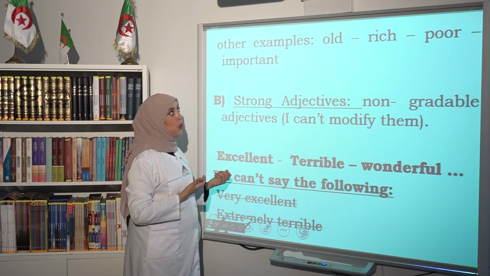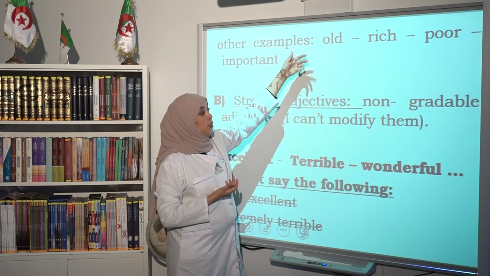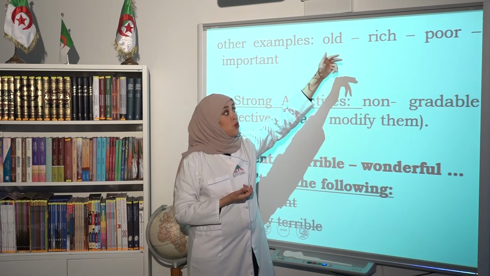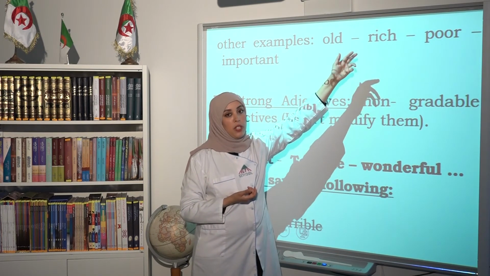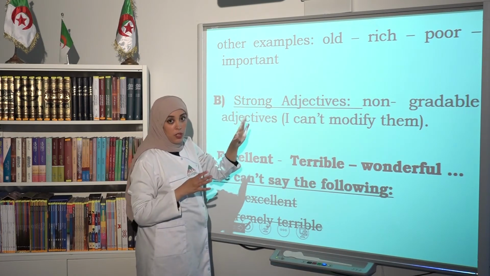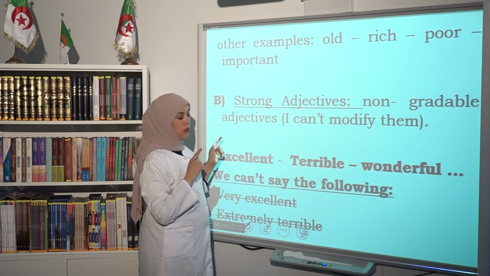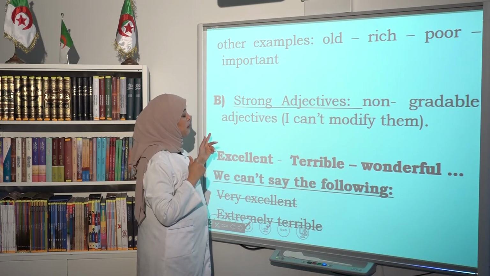You can say very old, base adjective, very old, very rich, extremely rich, very poor, extremely important. Okay, it's important. This matter is extremely important. You have to be careful. So this was about the base adjective.